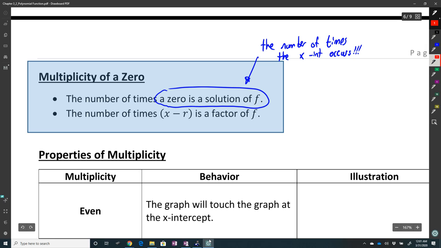Now the question is, what does that mean? If I'm dealing with a graph, so let's say this is 1, how can an x-intercept occur more than once? Because if a graph crosses it, doesn't it just cross once? Or in this case, if it does this, doesn't it cross it once? Or if it does this, doesn't it cross it once? So what do we mean? Since that definition is a little confusing, it's the number of times x minus r is a factor. That's what we mean.